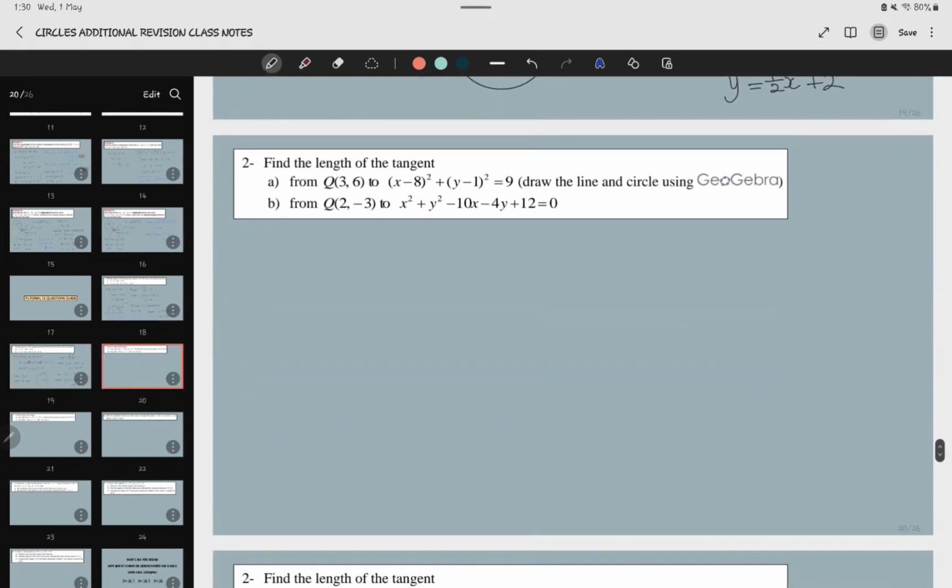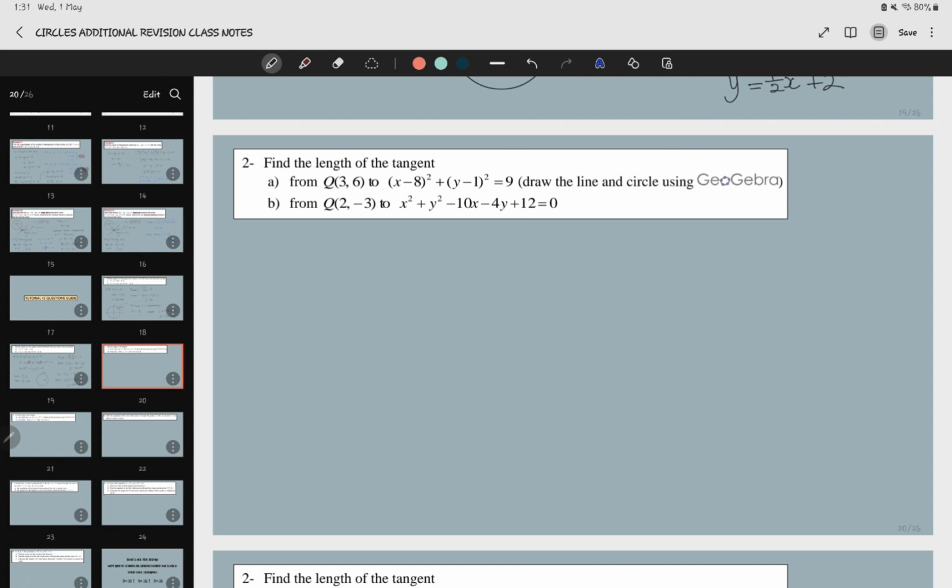Okay, you digest. So this one, question number 2. Find the length of the tangent. It's the same. For this question, we are going to sketch the circle and determine where the point is. Same. We cannot just eyeball. Sometimes the point is outside, sometimes the point is inside the circle. Sometimes the point is on the circle, sometimes the point is outside the circle. So you have to test.